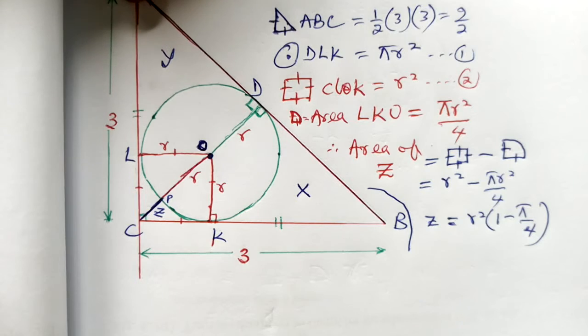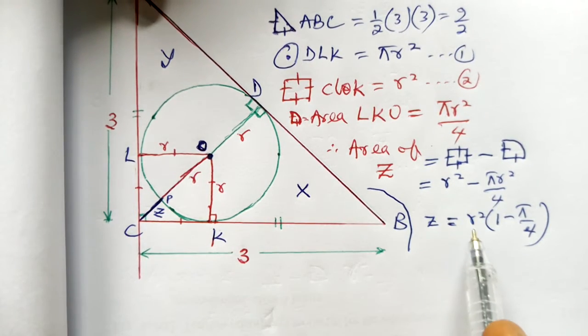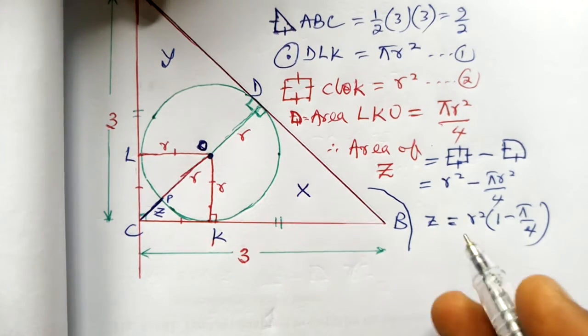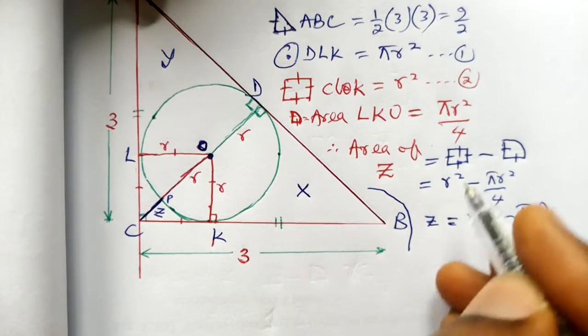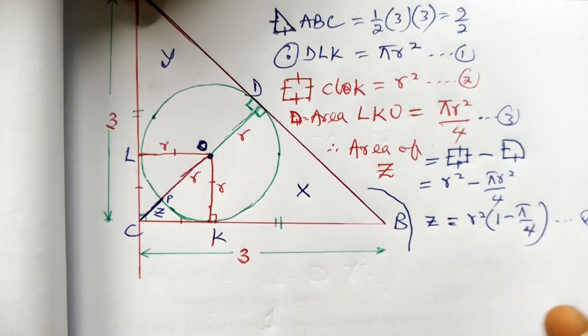1 minus pi over 4. So that is the area of Z. So when we find what r is, we can easily substitute and get it. So we can call this one equation 3 and call this one equation 4 if you like.